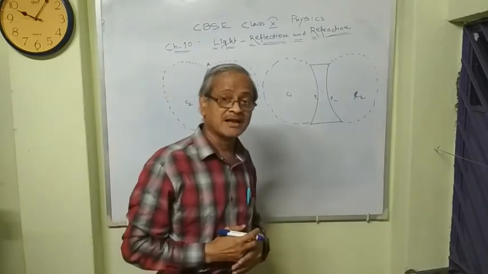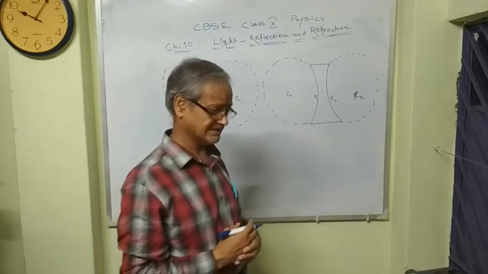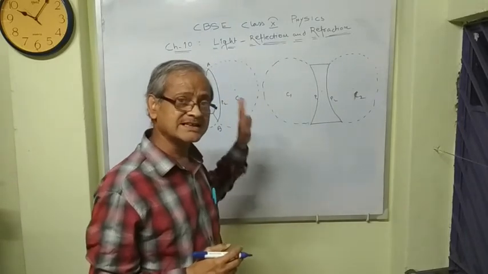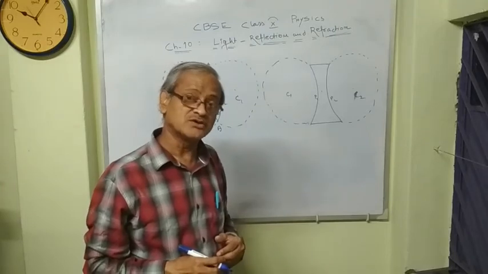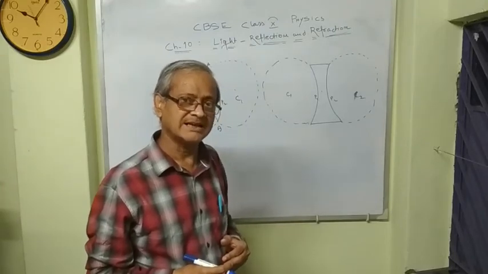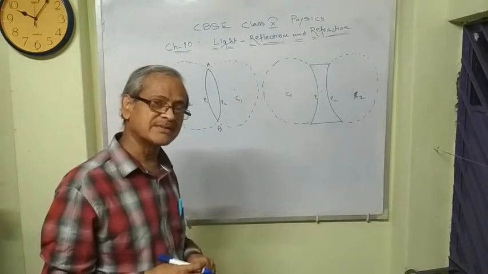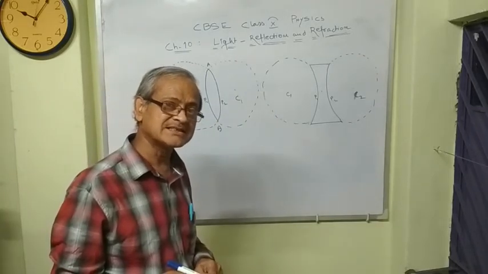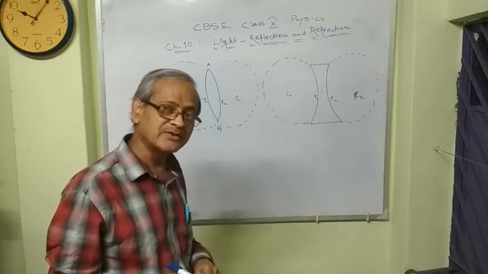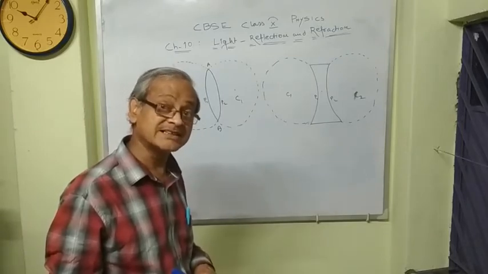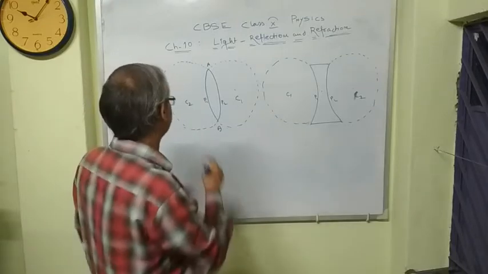Hence, we have convex or concave lens. Since these lenses have 2 surfaces each, there are 2 centers of curvature, because these surfaces are a part of 2 spheres whose centers are the centers of curvature. Right.